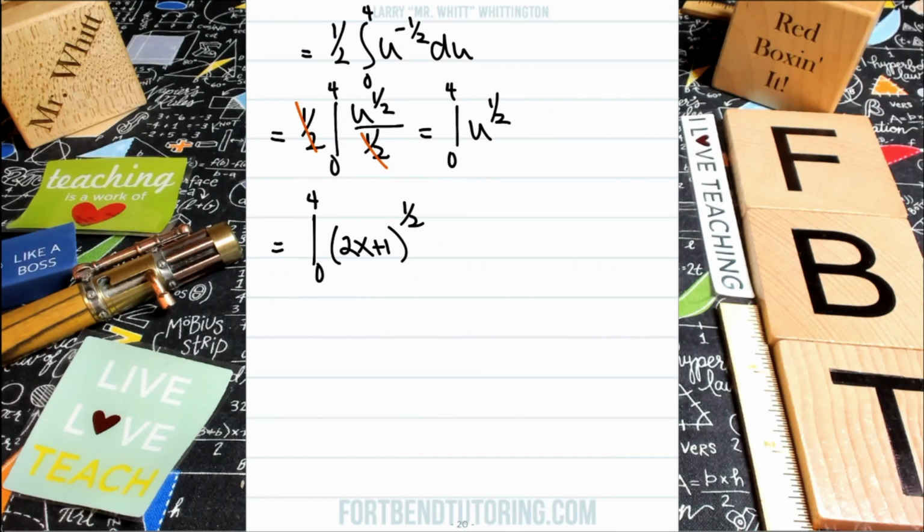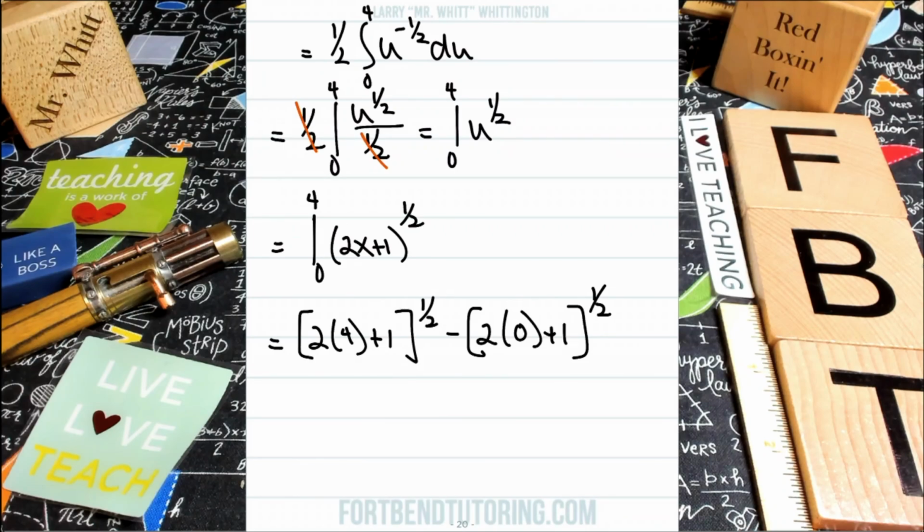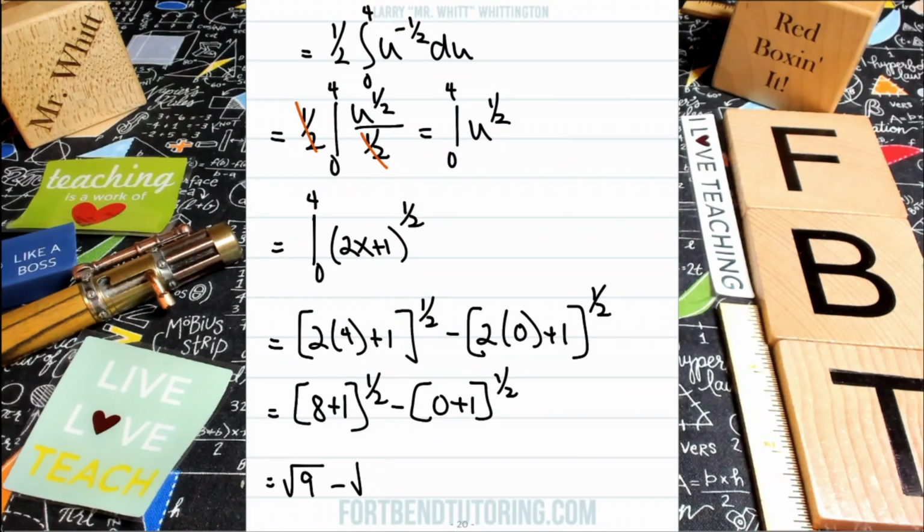And now plugging in our values, you're going to be plugging in the number at the top of our integral extension first, minus the same expression, but in the second part, you'll be plugging in the bottom number. So let me show you what that looks like with the definite integrals. You'll have the quantity of 2 times 4 plus 1 raised to the 1/2 minus 2 times 0 plus 1 raised to the 1/2. Okay, so that's going to be our setup. Simplifying, you'll have 8 plus 1 raised to the 1/2 minus 0 plus 1 raised to the 1/2. And now you'll have the square root of 9 minus the square root of 1.